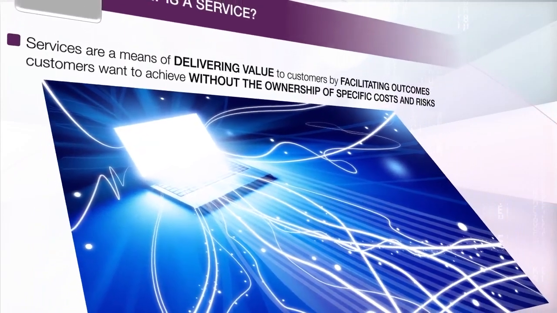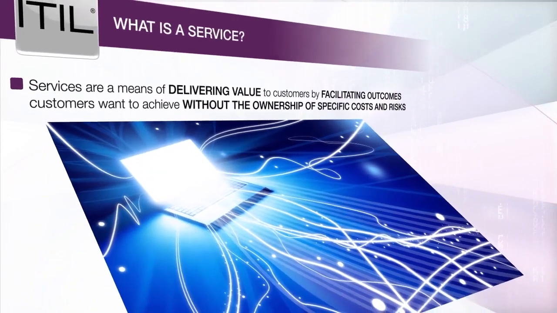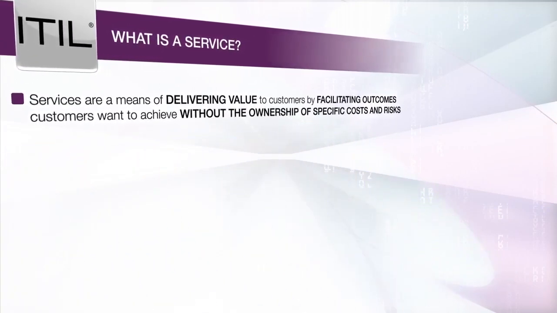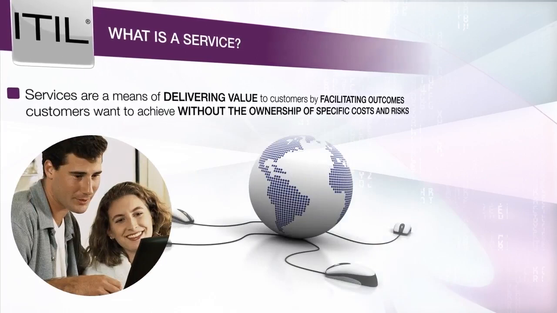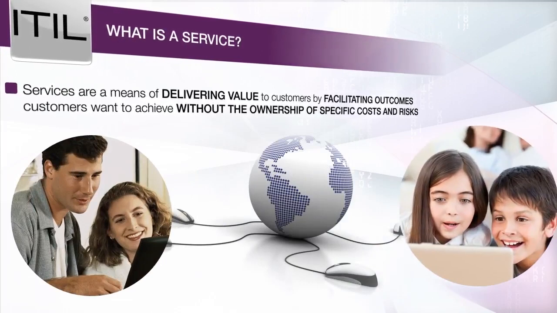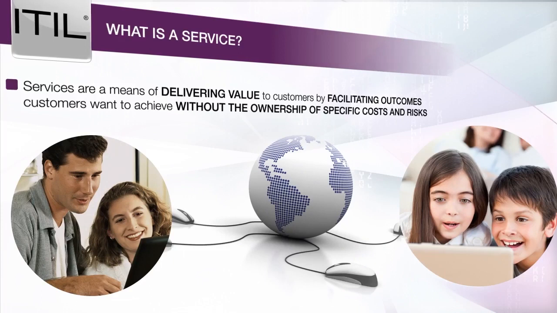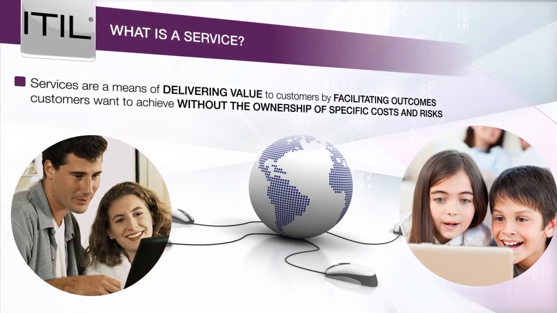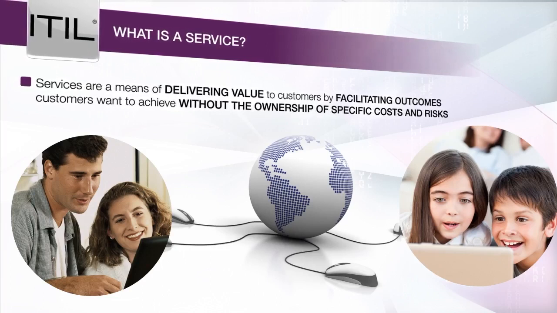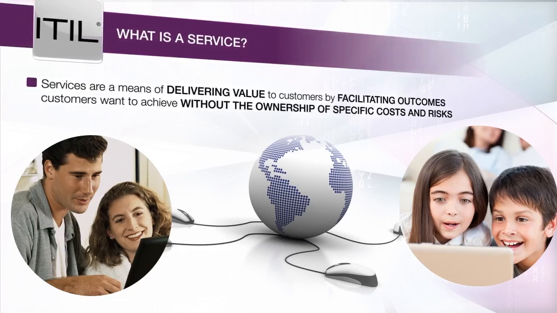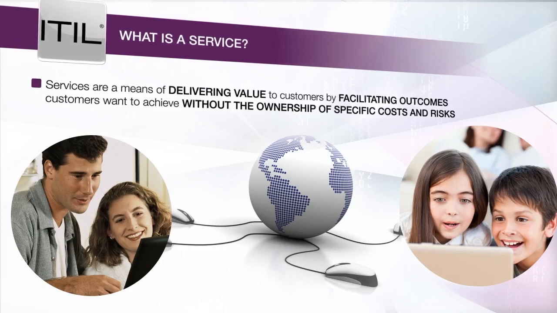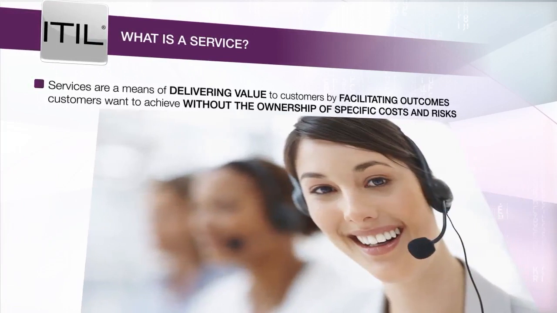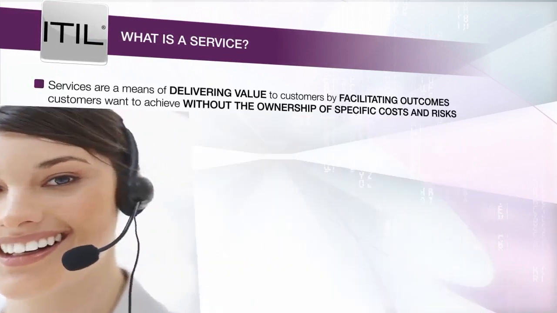Facilitating outcomes refer to the results of using a service. In a domestic setting, an average family may have several uses for broadband. The parents may use it for website browsing, and the children may use it to enable enhanced game-playing experiences, such as Xbox Live or social messaging. These are different outcomes from the same service. Without the ownership of costs and risks is where we are directly insulated from any full-blown replacement costs. If there's a problem with broadband, we ring our service provider.